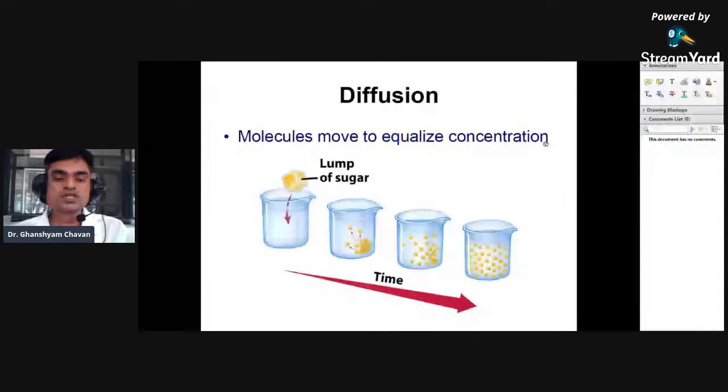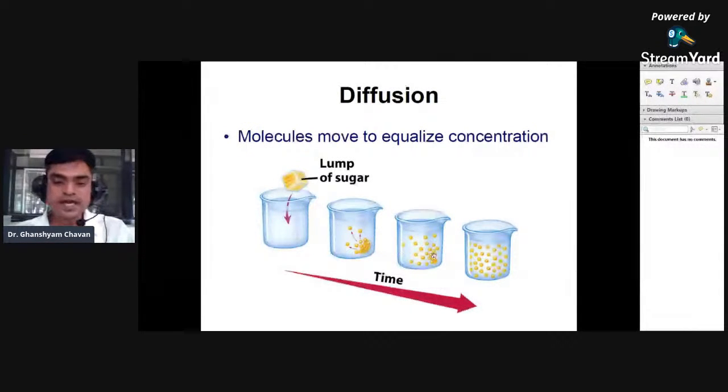I will give an example in which you will come to know how diffusion occurs. In one beaker there is water. The beaker is filled with water, and in that we will add a lump of sugar. When you add that lump of sugar, what will happen? It will go to the bottom of the container, and from that place the particles will start to disperse, disintegrate, and move to every corner of the solution.